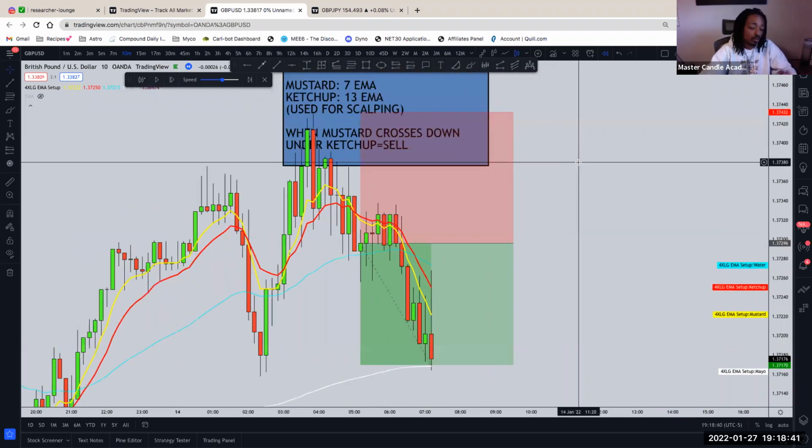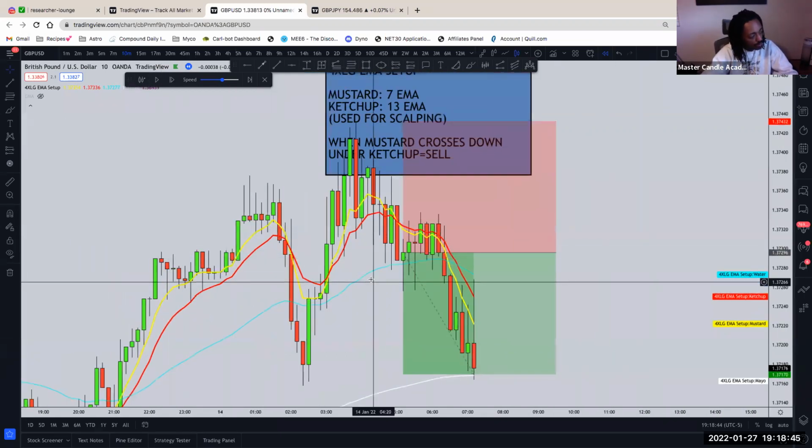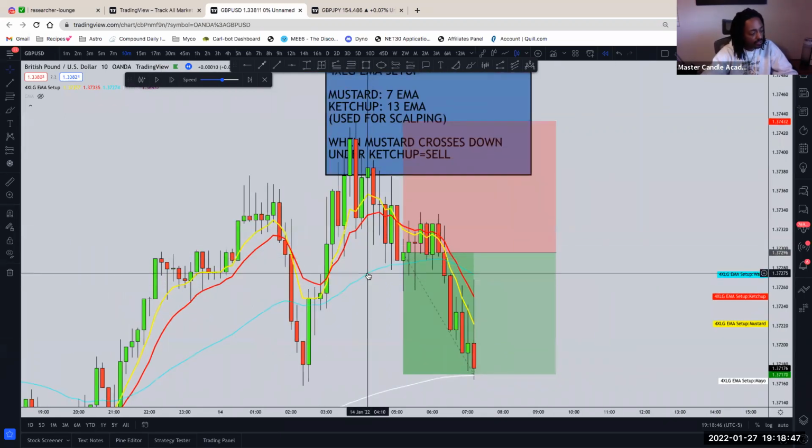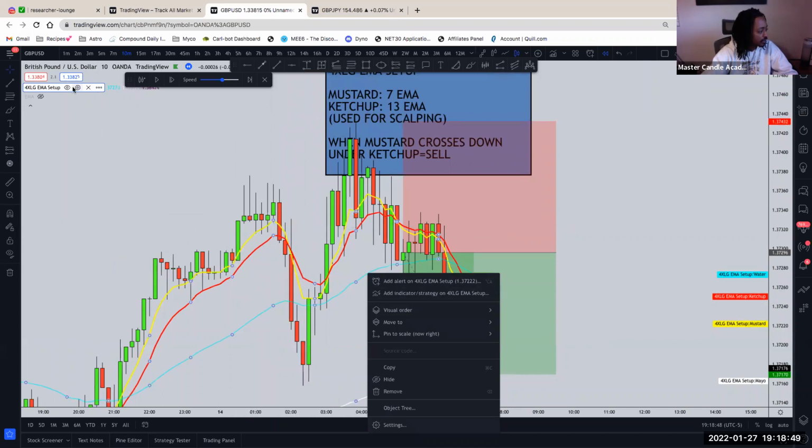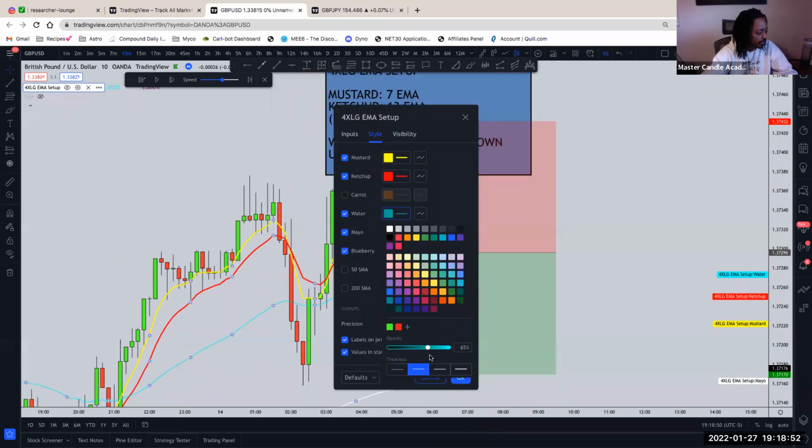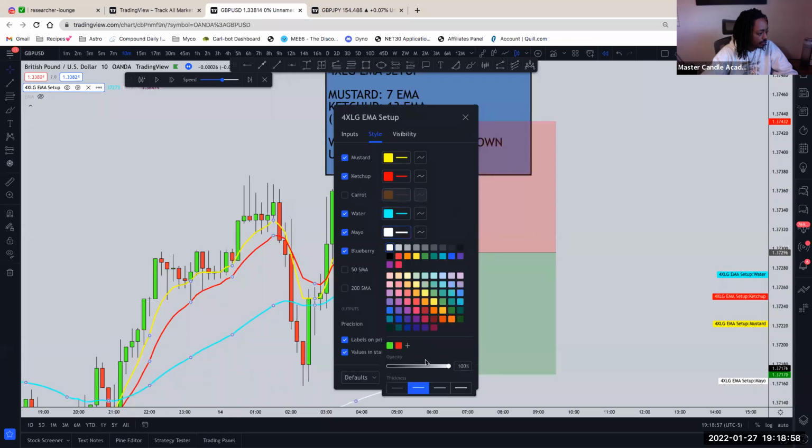Now, there's more moving averages, and I'm going to tell you what they do. It's pretty cool. We have this blue one here. You guys can see it. Let me go ahead and make that adjustment to all of them because I didn't do that.